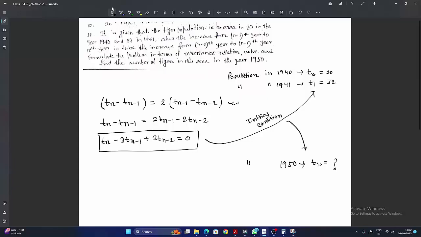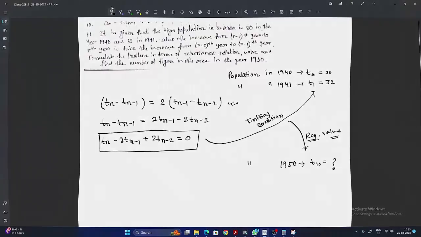Those are the required values. So these are the problems, and this is homework for all of you. Okay, I will solve that problem.